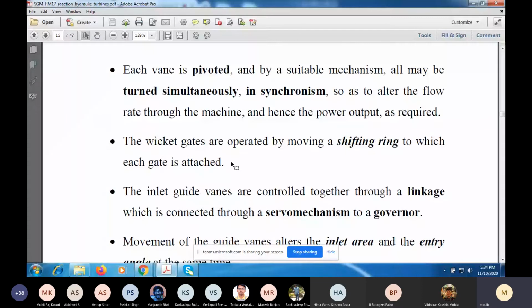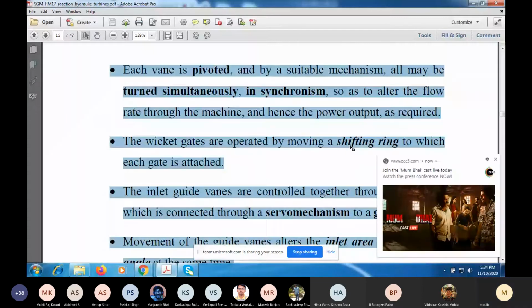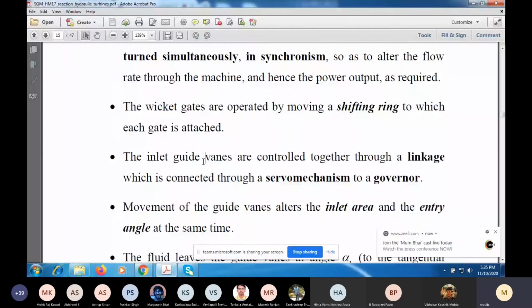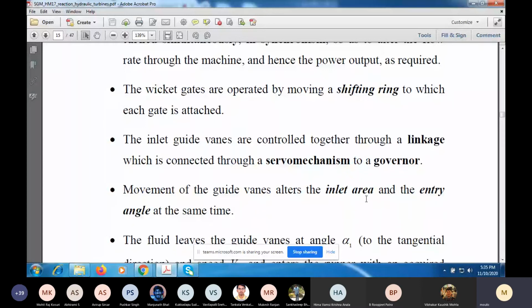We'll talk about this later, but there is something called a shifting ring to which the wicket gates are attached. If you move the shifting ring, then all the wicket gates will move simultaneously, and the blade angle will change, and the opening will also change. These inlet guide vanes are controlled through a mechanism or linkage, which is connected to a servo mechanism, and through that to a governor. The governor will maintain a constant angular speed of rotation, and the movement of the guide vane will alter the inlet area and the entry angle simultaneously.